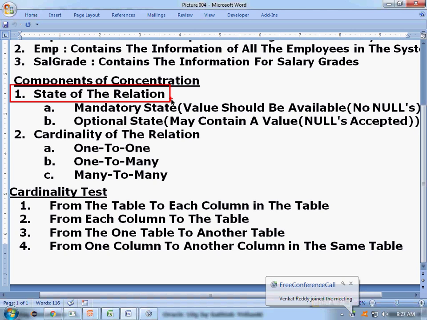In RDBMS we always try to put the relation in the direction of one to many. Now whenever you take the cardinality, the test should be conducted at 4 levels. One, from the table to each column in the table, from each column to the table, from one table to another table, and from one column in this table to another column in the same table. If these 4 levels of cardinality tests are very clear, 40% of your logic with respect to real-time implementation of your queries will be clear.